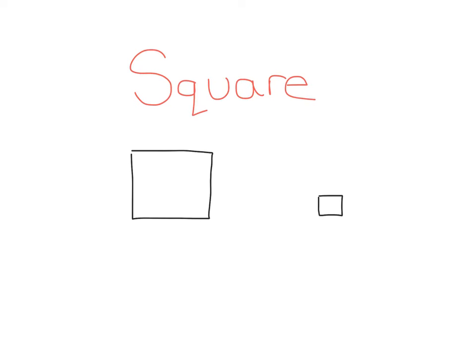Next we have a square. A square is a quadrilateral with four right angles and all sides are equal in length. So if I measured this, this, this, and this on a square, all four sides, they would be equal. But in addition, there's four right angles. So to be a square, all four sides need to be of equal length, and then in addition, four right angles.